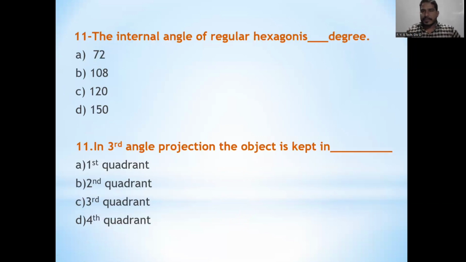Okay, so next one is the 11th one, internal angle of the regular hexagon. Just as in the previous one I discussed, in case of regular pentagon it is 108 degree. In the same way, in case of the regular hexagon, the internal angle will be 120 degree. So this also we have to remember. You must know it. So the 120 degree.